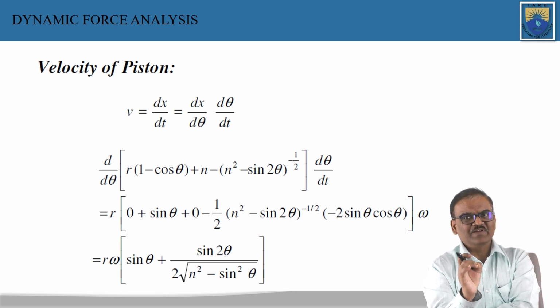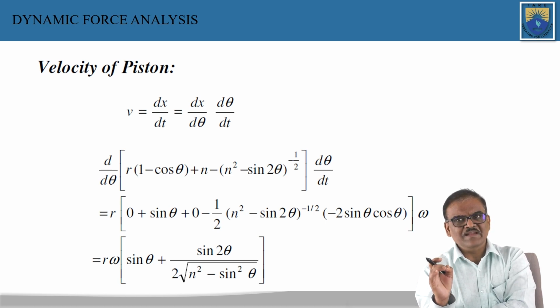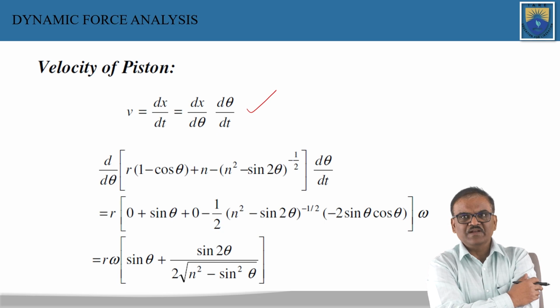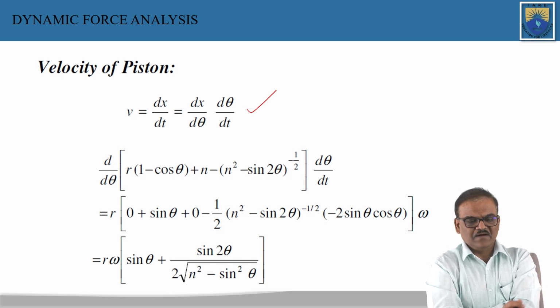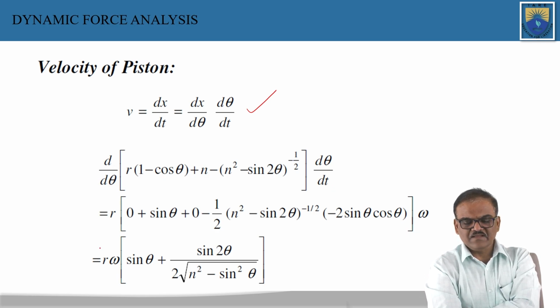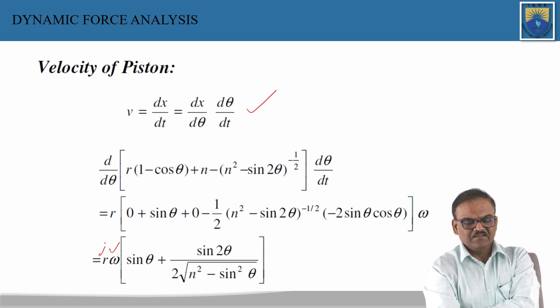The velocity of the piston we can write as V is equal to dx by dt, that is equal to dx by d theta into d theta by dt, where this is the chain rule. Therefore, dx by d theta into d theta by dt, differentiating x, which we already know is r into 1 minus cos theta plus n minus under root n square minus sin square theta whole to the power of half, and d theta by dt. When you write this, this becomes the differential of this term. D theta by dt is your omega, the angular velocity of the crank, and r is the radius of the crank. Then it will become sin theta plus sin 2 theta by 2 into under root n square minus sin square theta.